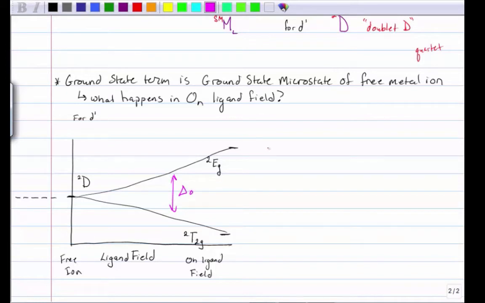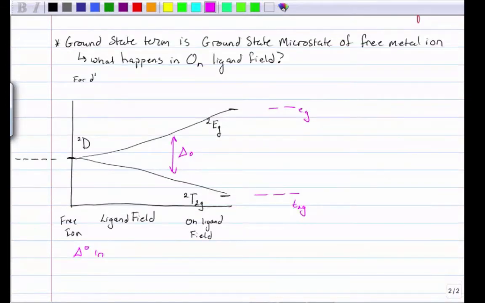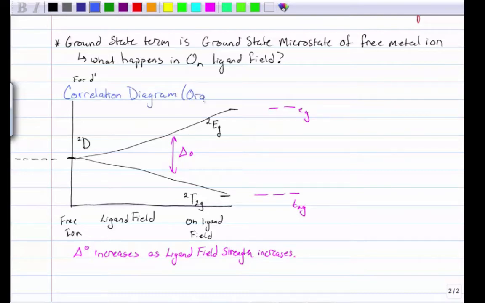In a strong octahedral ligand field, you would have an eg orbital set and a t2g orbital set, and the delta O increases as the ligand field increases. What I just drew here is basically 2 extreme cases, the free ion itself and then a strong octahedral ligand field, and then I've just made correlations in between. This is called a correlation diagram. It's also called an Orgel diagram. It simply takes the 2 extreme cases and assumes that everything in the middle is a correlation between them. And this one was just for the ground state.